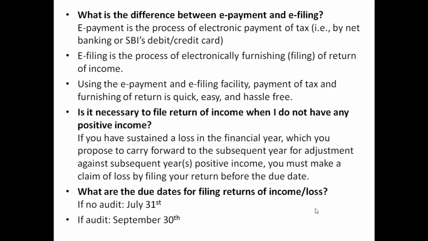The third question is, what is the difference between e-payment and e-filing? E-payment is the process of electronic payment of the tax by net banking, debit card or credit card. E-filing is the process of electronically furnishing, or you can say filing, the return of income. Using the e-payment and e-filing facilities, payment of the tax and the furnishing of the return is quick, easy and hassle-free.